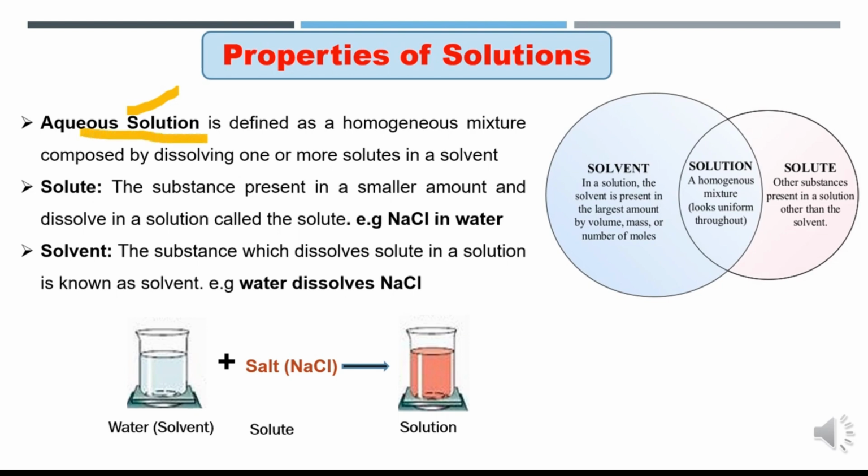So aqueous solution is defined as a homogeneous mixture which is composed by dissolving one or more solutes in a solvent. From this figure you can say a solution is made up of solvent and solute. Now solute is the substance which is present in a smaller amount and which is dissolved in a solution, for example NaCl in water. However, solvent is always present in a larger amount and dissolves the solute in a solution, for example water dissolves NaCl. So water acts as a solvent and NaCl acts as a solute.